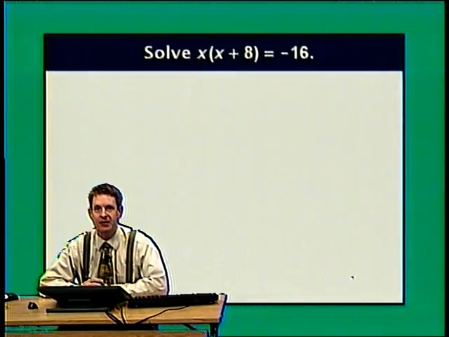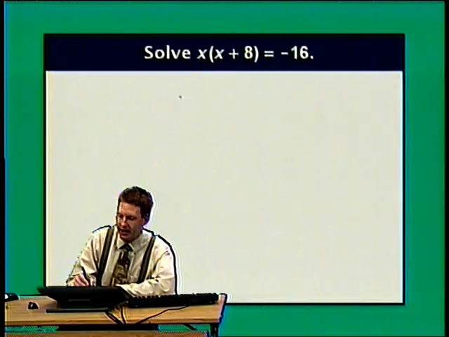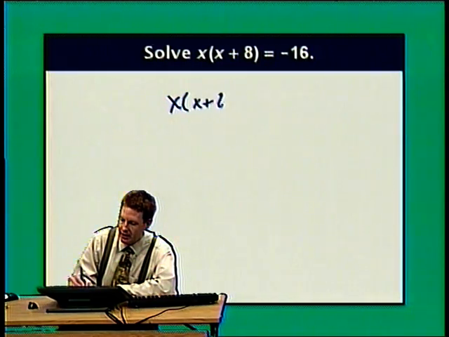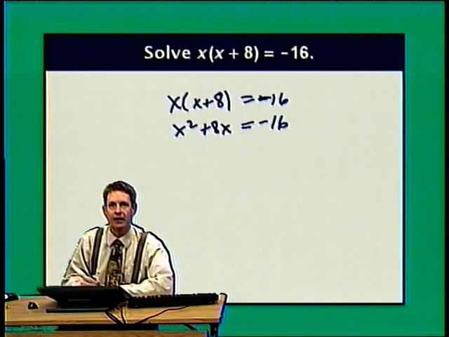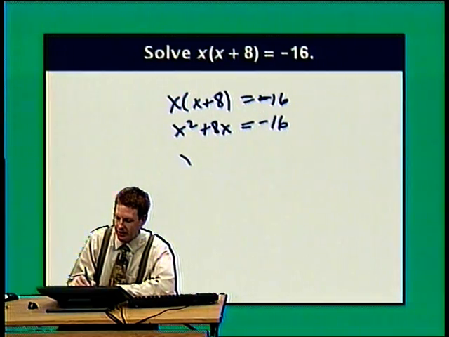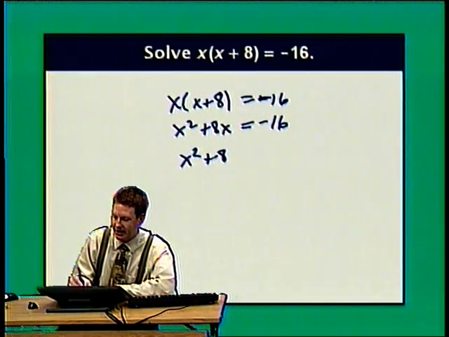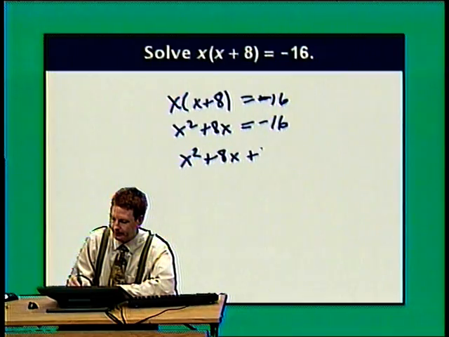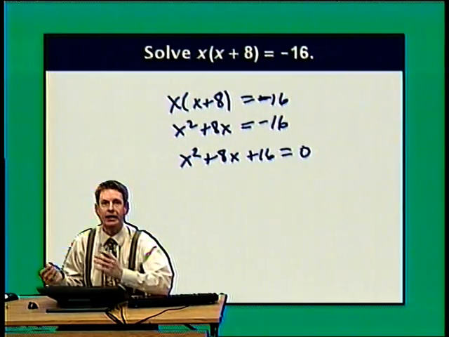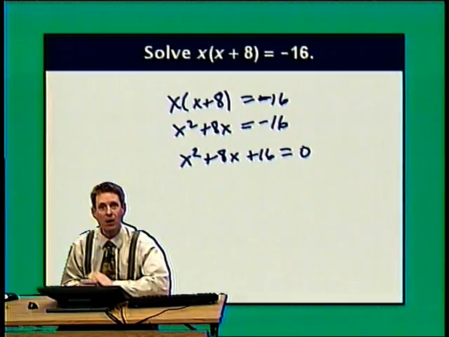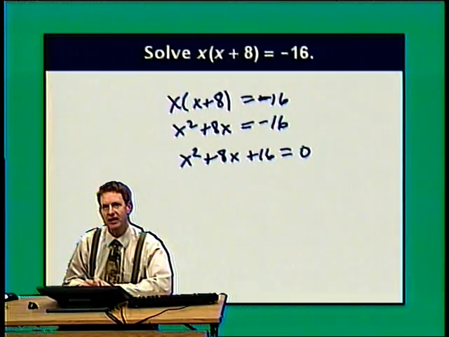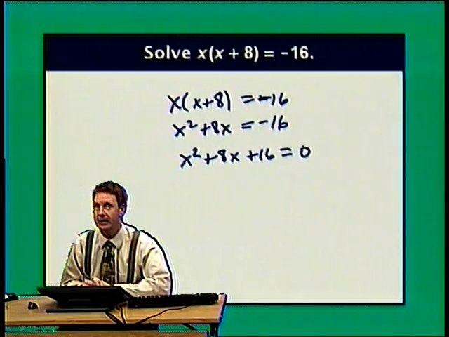How about x times x plus 8 equals negative 16? First thing I need to do is distribute on the left side. x squared plus 8x equals negative 16. Now I need one side of the equation to be 0. I can do that by adding 16 to both sides of the equation. I can either recognize the left side now as a perfect square trinomial, or I can think, what two positive integers multiply to 16 and add to 8?